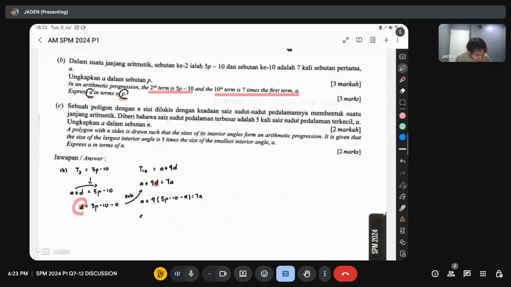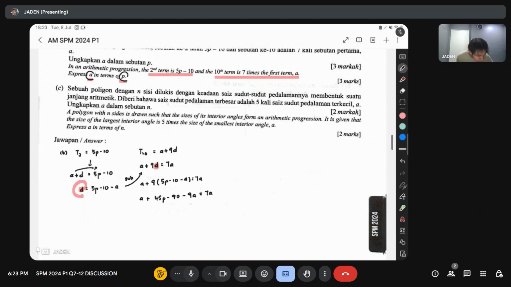Okay, next step is to expand it. So a plus 45p minus 90 minus 9a equal to 7a. And then you want to put them together. So we have 45p, minus 90. Now a minus 9a, you get negative 8a. And then if you want to move this negative 8a to the back, you get 7a plus 8a. On your left hand side, you get 45p minus 90. So that will be 15a at the back. This is 45p minus 90.